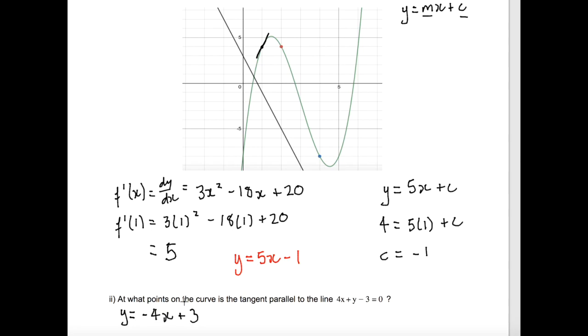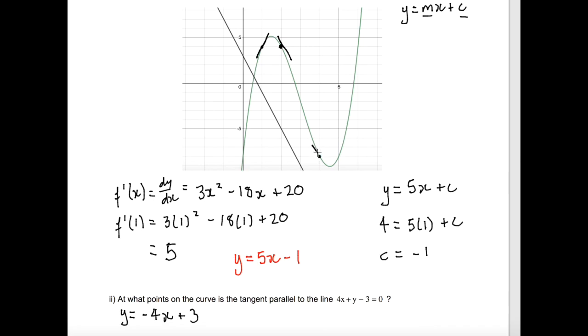So the question here says, at what points on the curve is the tangent parallel to the line 4x plus y minus 3? So what we're looking for is points, and I've given it away a little bit. These 2 points I've drawn on here are parallel to this black line, which is what the question is asking, and it wants us to find the coordinates of these points.